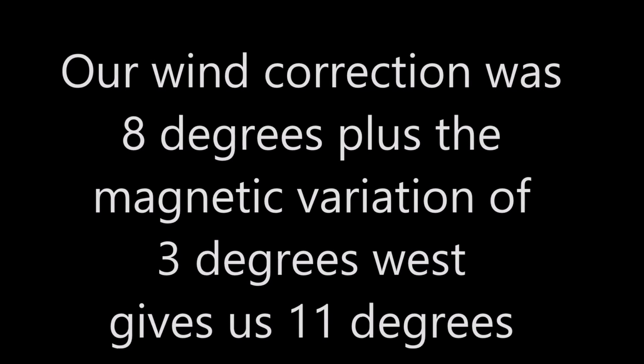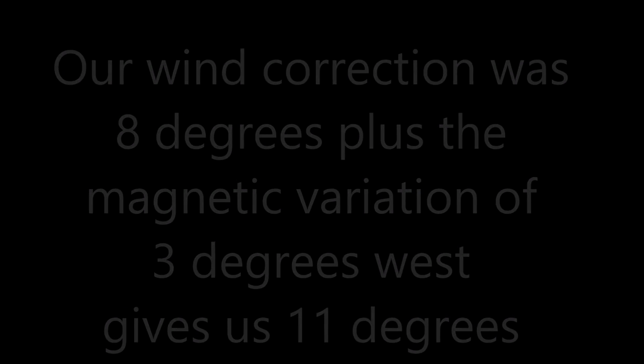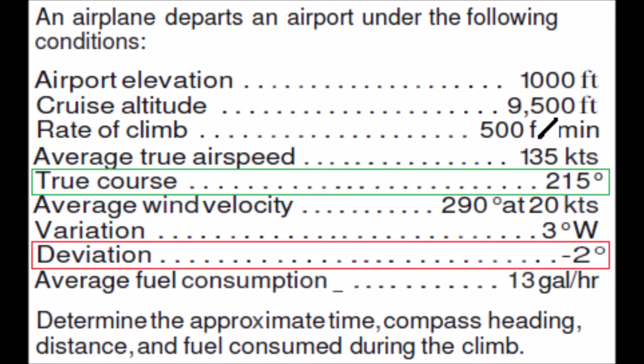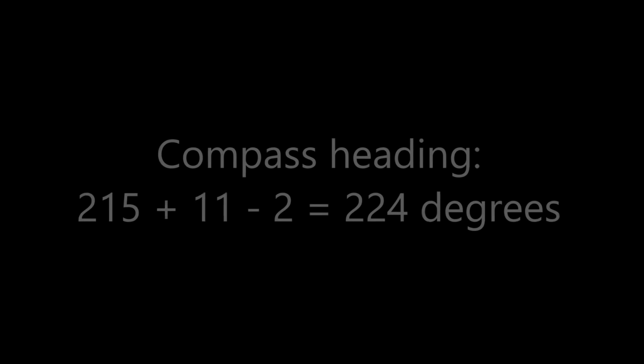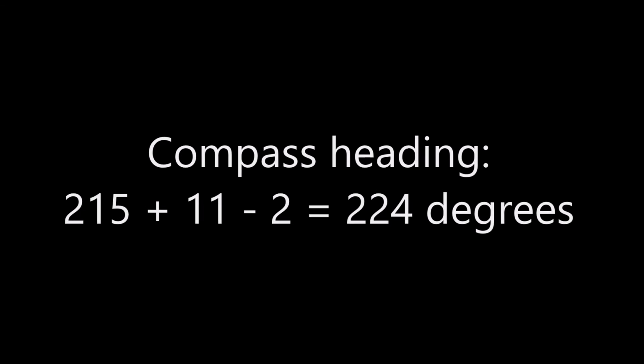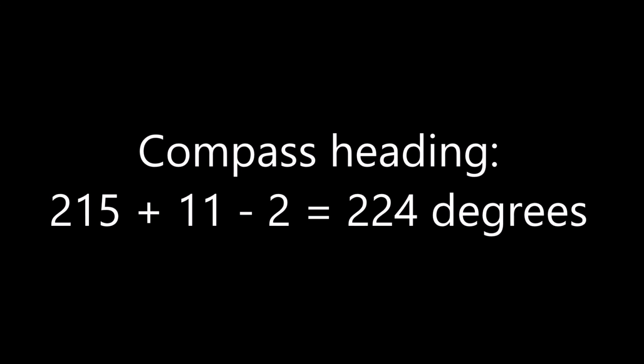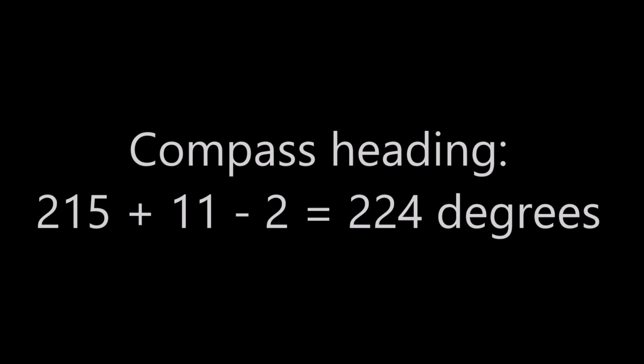But then notice we are given a deviation, which is the correction due to installation of the compass. We need to subtract 2 degrees. So our compass heading is 9 degrees to the right of the true course, which is 224 degrees.